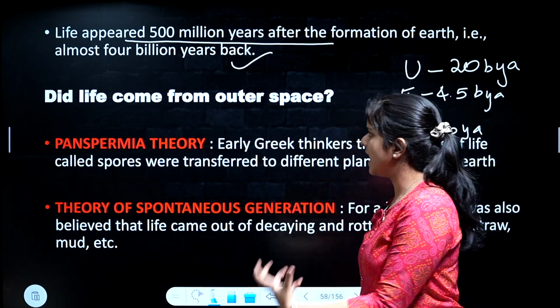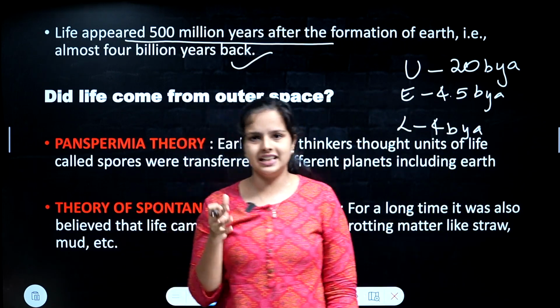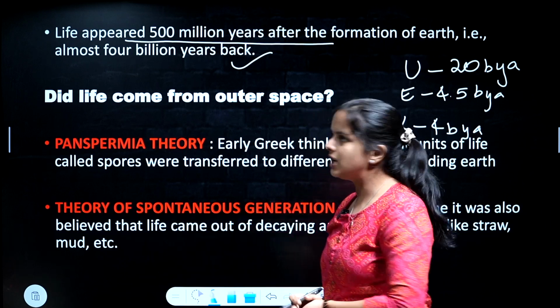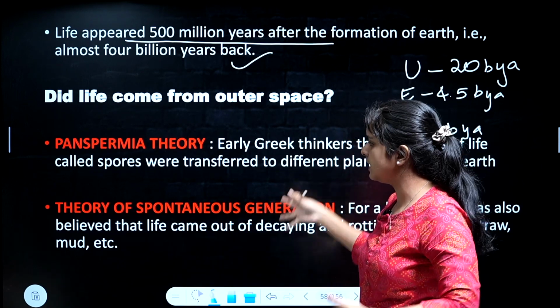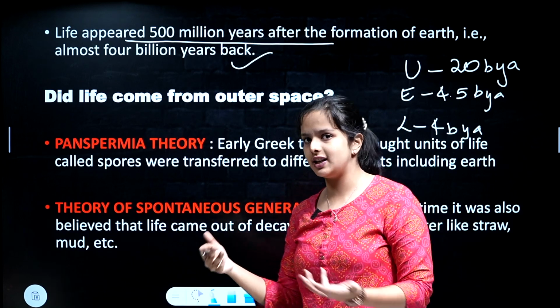So how did life come to Earth? Did it come from outer space? You have many theories regarding this. I'll tell you each one of them. It's really simple, really easy to understand. Many people had different beliefs, and all those were different theories.